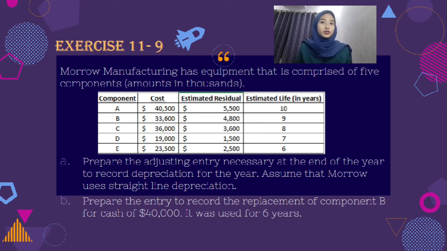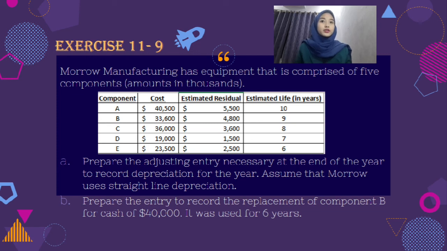Exercise 11.9. This question is: Moral manufacturing has equipment that is composed of 5 components. Amount in thousands. In the table, there is information about the 5 components. The instruction is: A. Prepare the adjusting entry necessary at the end of the year to record depreciation for the year. Assume that Moral uses straight line depreciation.